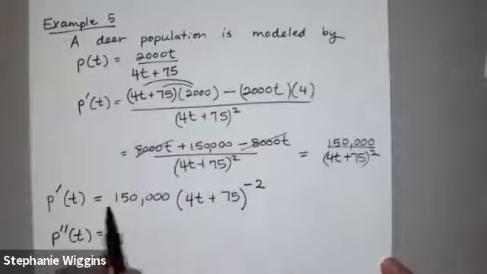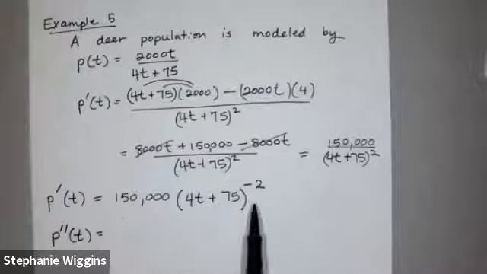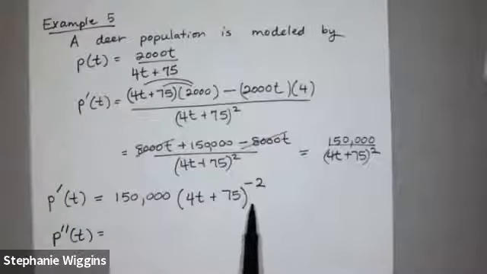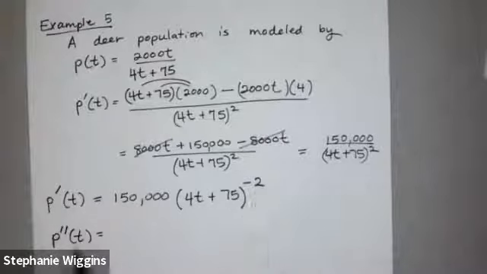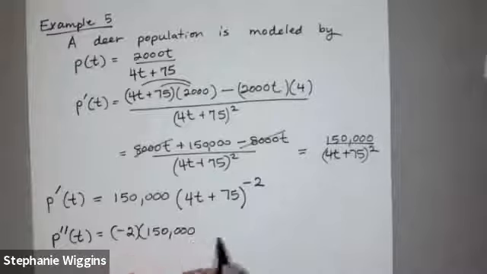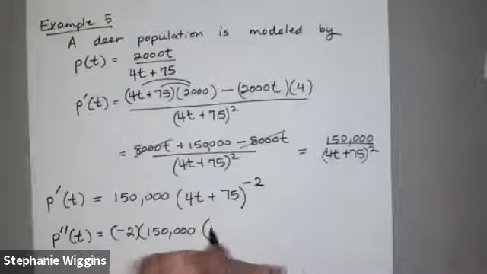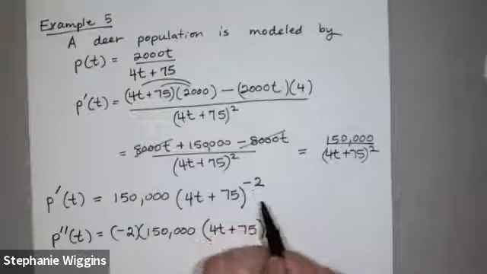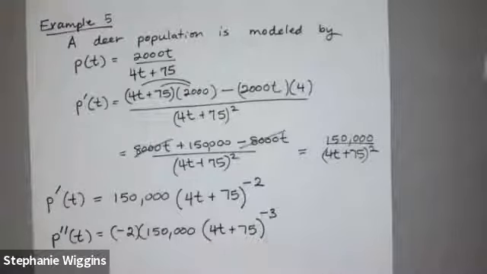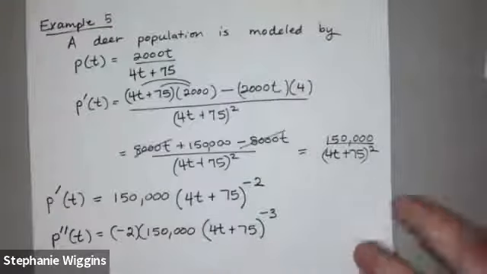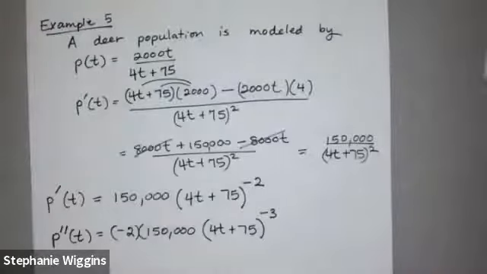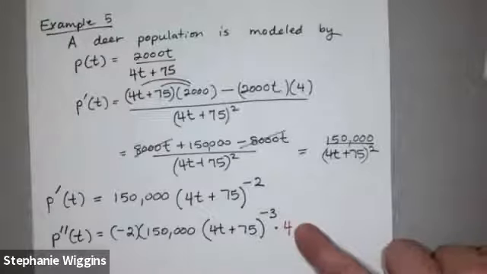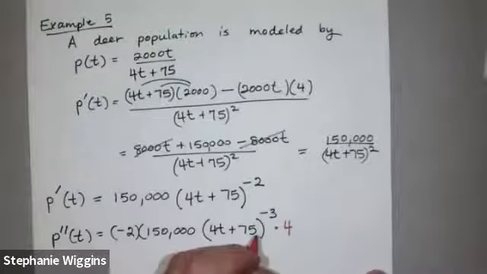All right, so we have negative 2. Now I'm taking the derivative of this first derivative. Like I said, I want it in this form because I can just apply the extended power rule. I take the negative 2 times the 150,000, and then, of course, I'm subtracting 1. So negative 2 minus 1 is negative 3. And then by the chain rule, I have to multiply by the derivative of what's inside. I always like to use my red to highlight that so you don't forget it, times 4.